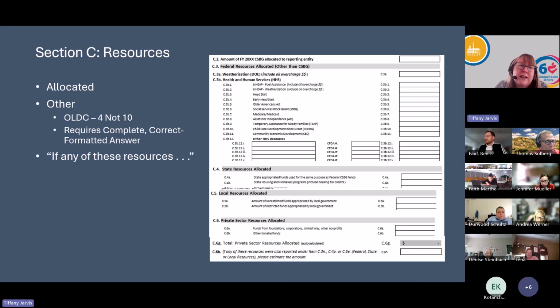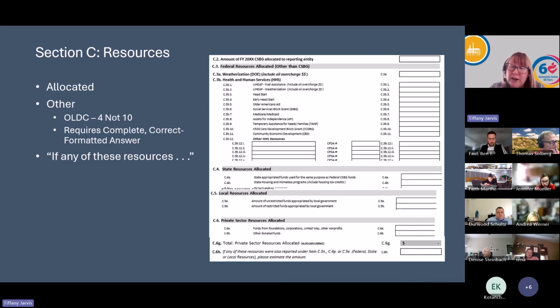I wanted to highlight what you see on the screen, C6H. If any of these resources were also reported, and this particular one is under private, it gives you 3N, 4P, and 5E. That is telling you to add those all together. Those are the children. You add those together, and this particular 6H cannot exceed that total. If you're looking at the local, you'll only see 3N and 4P. You add those together, and that's what tells you it cannot be greater than that.